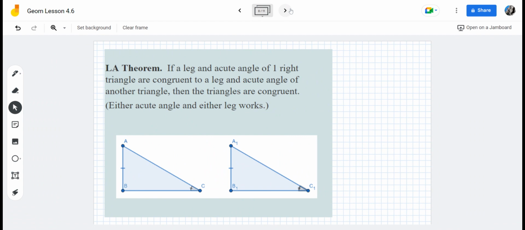So just moving ahead with these shortcuts, we have leg acute angle, and it's really important that we are looking at the acute angle. The right angle does not count here. But if I know these are right triangles to start, so I'll make sure I mark them as such, then I can go ahead and say, all right, if you have a leg of one right triangle congruent to a leg of another, and one of the acute angles of the first triangle is congruent to one of the acute angles of the second triangle, that's enough. We don't need a third piece. The triangles are congruent. And again, it doesn't matter which leg, and it doesn't matter which acute angle you use. Both will work in any combination.